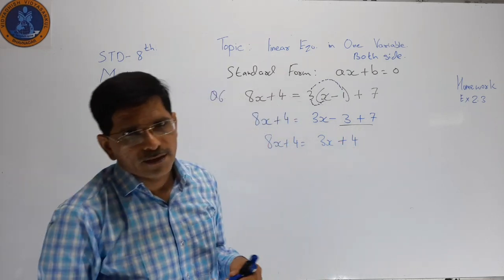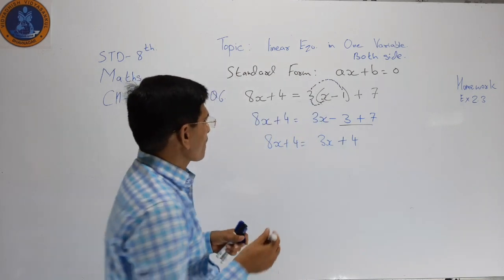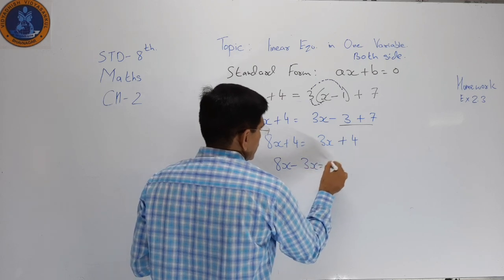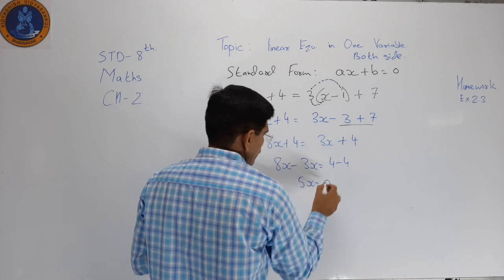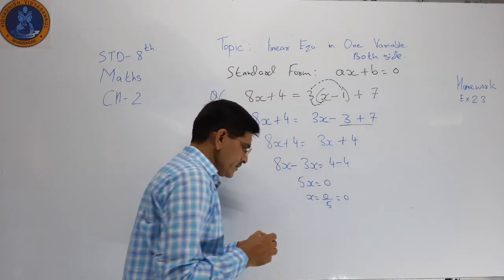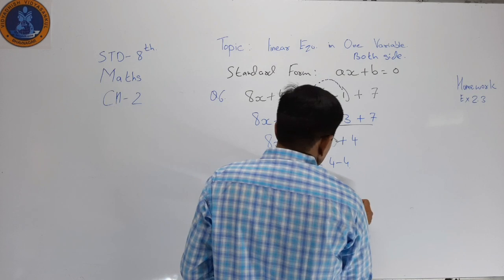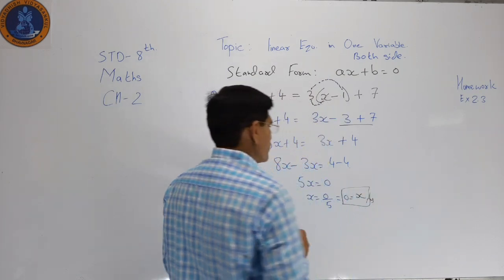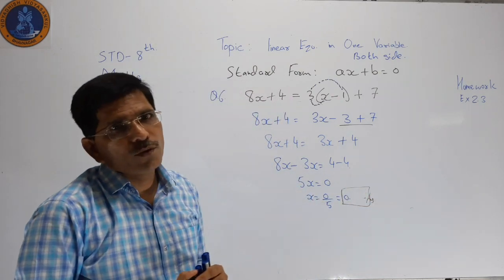Why? Because plus and minus, and the bigger term is 7, so I have to put plus. Now 8x minus 3x is equal to 4 minus 4. So 5x is equal to 0. Therefore x is equal to 0 by 5. So the answer is 0. Zero divided by any number, the answer is always 0. So here you get the answer, x equal to 0.